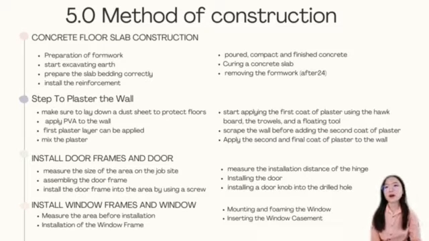Next, we need to scrape the wall before adding the second coat of plaster. And the last step, we need to apply the second and final coat of plaster to the wall.